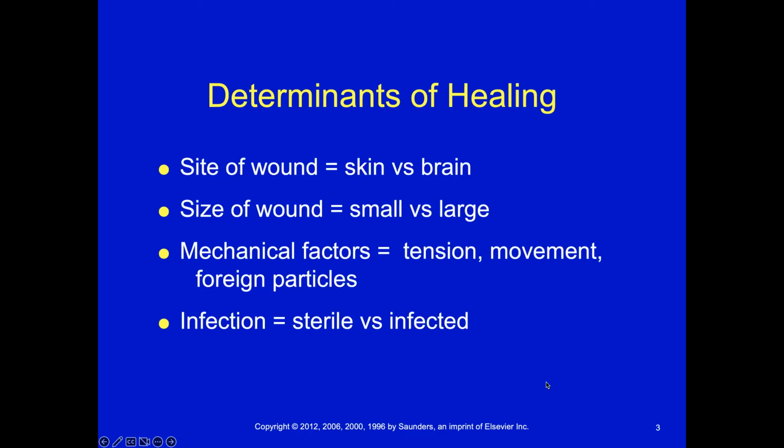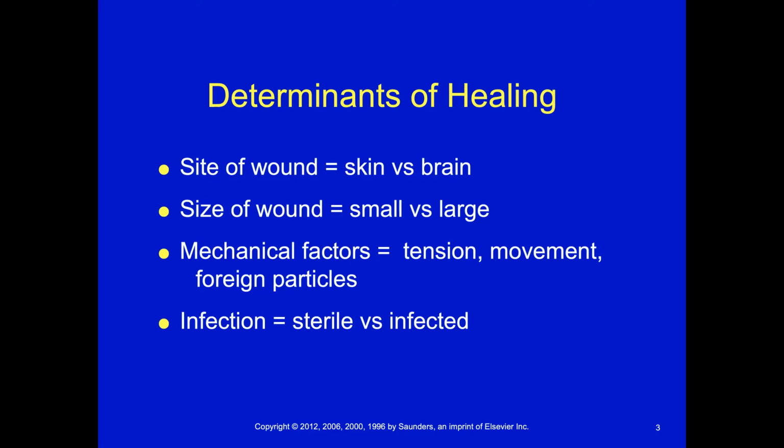There are several factors that determine how well an area will heal. One is the site of the wound, in other words, where it's located. Is it in the skin or the brain? Skin heals generally very quickly and generally very well. The brain, on the other hand, as we already know, does not tend to heal, and so we get those fluid-filled cysts. The size of the wound is important.